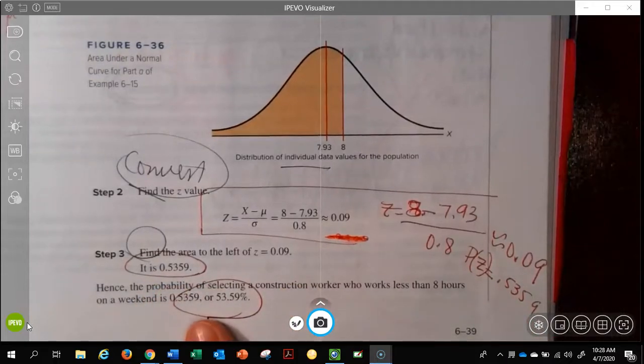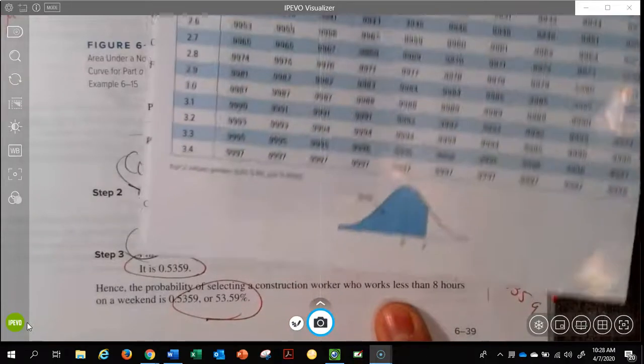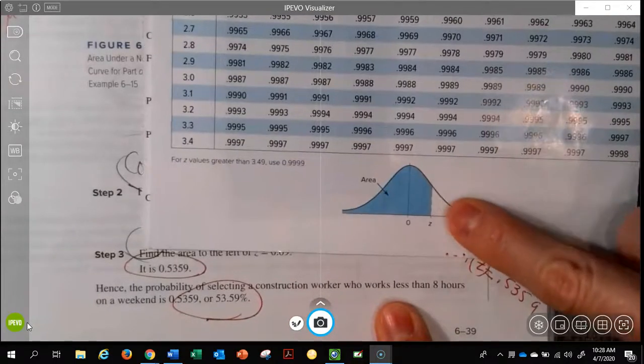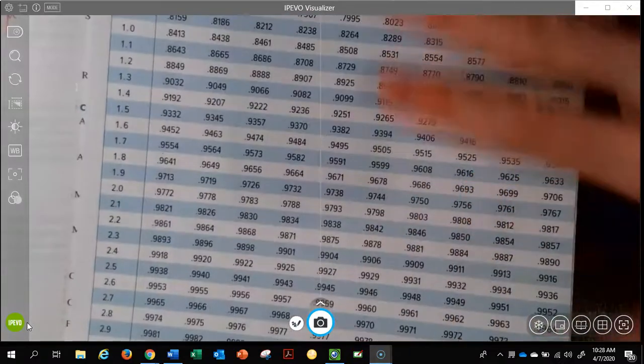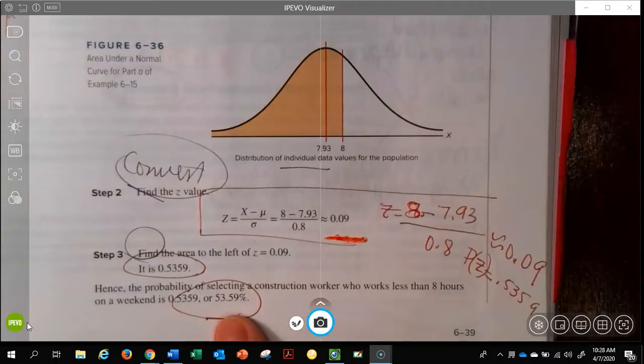Here is my final statement for A. Hence, the probability of selecting a construction worker who works less than 8 hours. Remember, less is this drawing, and it is what it is. So whatever I find on the chart, that's my answer, unless I need to convert it to a percentage. The probability that somebody works less than 8 hours is about 54%. That's my probability, or I can leave it as a decimal.